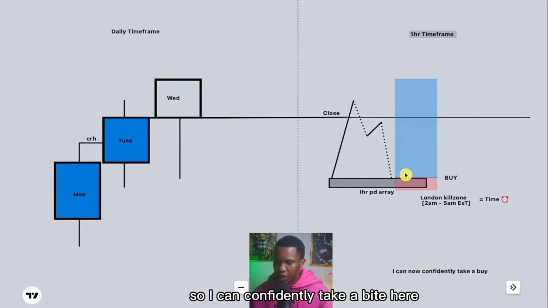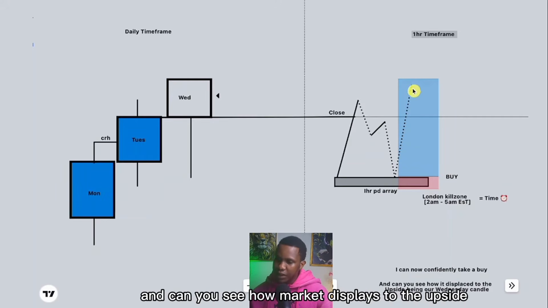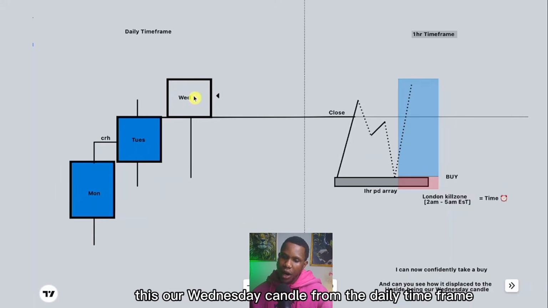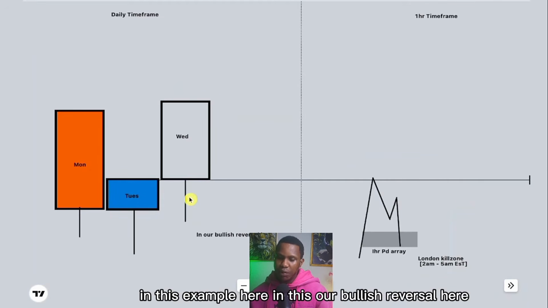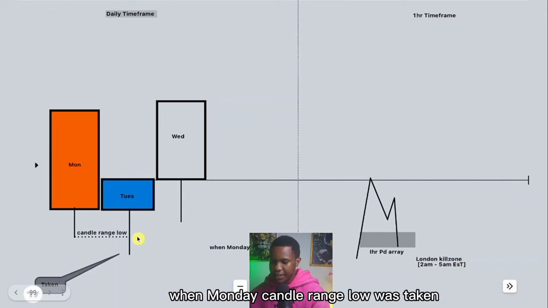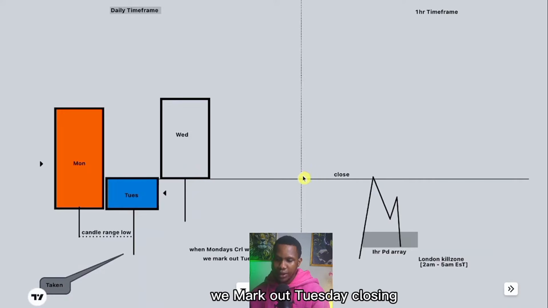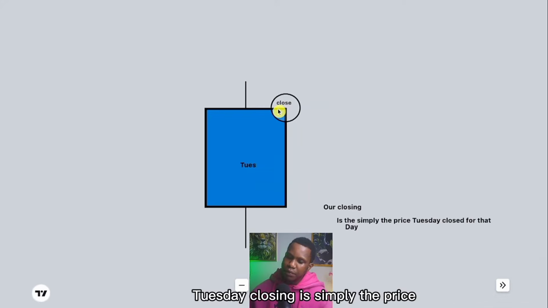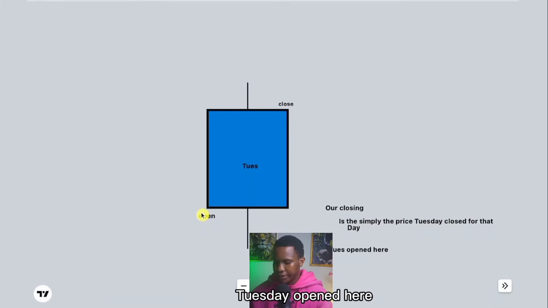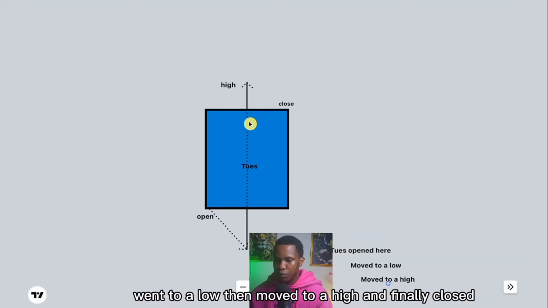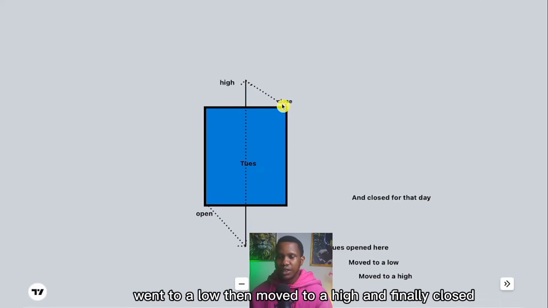So I can confidently take a buy here, and can you see how market displays to the upside, forming this our Wednesday candle from the daily time frame, traders. In this our bullish reversal, when Monday candle range low was taken, we mark out Tuesday closing. Tuesday closing is simply the price Tuesday closed at for that day. Tuesday opened here, went to a low, then moved to a high, and finally closed.